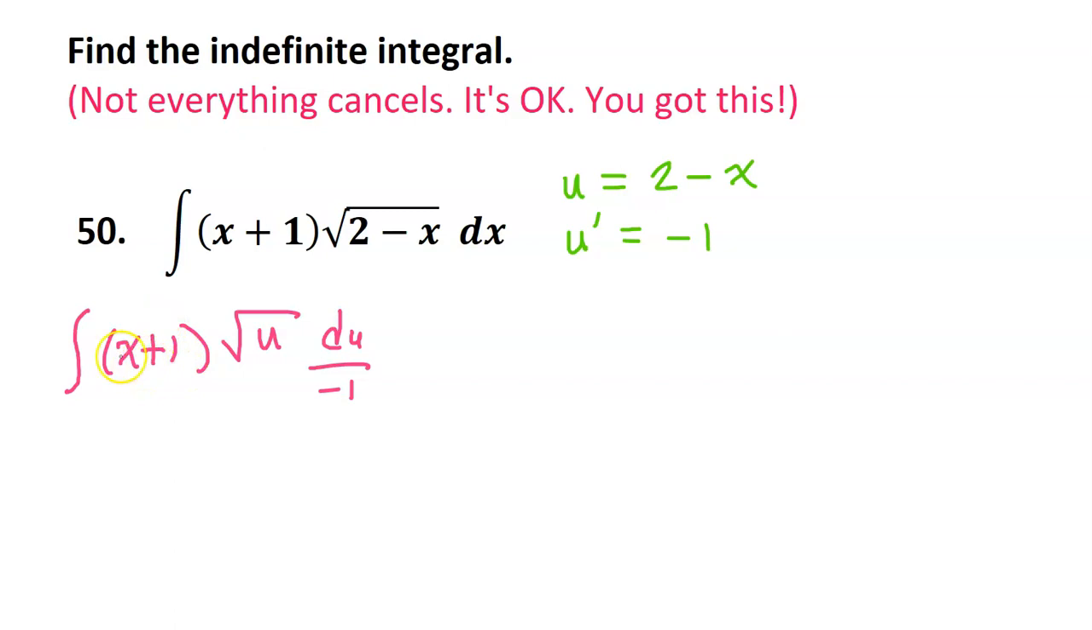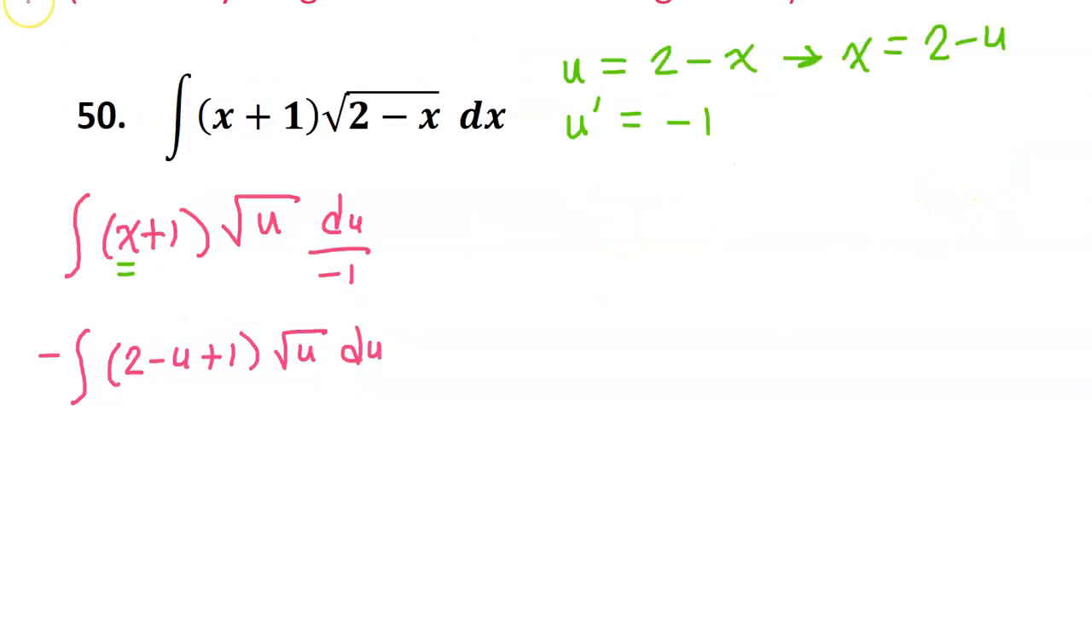So what do we do? This expression for u is so simple that we can rearrange this to solve for x very easily. If we add x to both sides and subtract u from both sides, we get x is equal to 2 minus u. Now we can replace x with 2 minus u right here. So on the next step, this x will be gone, and in its place will be 2 minus u. Now we have this. We do have some like terms here. 2 plus 1 is 3.